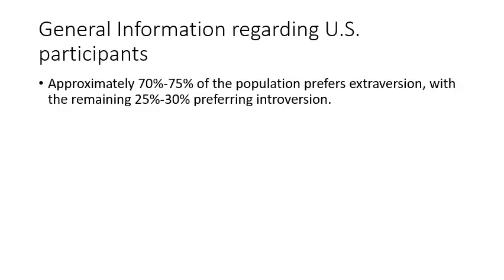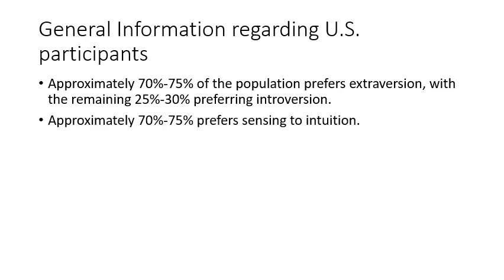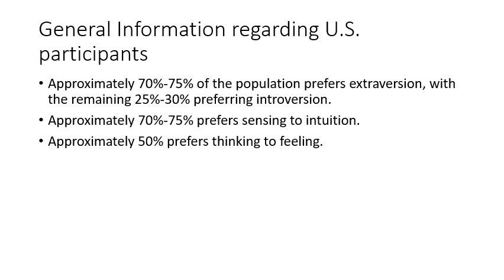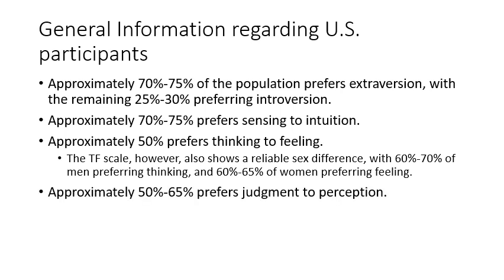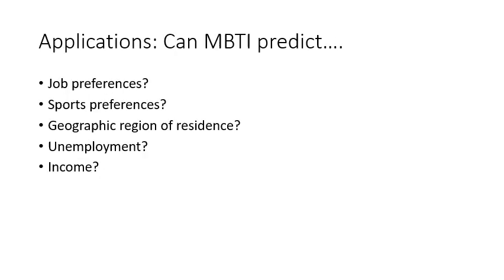So first off, in the US, about 70 to 75% prefers extroversion. The rest are introverted. 3/4 prefer sensing to intuition, so they like that actual fact-based. About half prefer thinking to feeling. There's a sex difference in genders, as you can see. And 50 to 65% prefer the J to the P. So if you're in that second type 2 category, you're a minority in the United States.